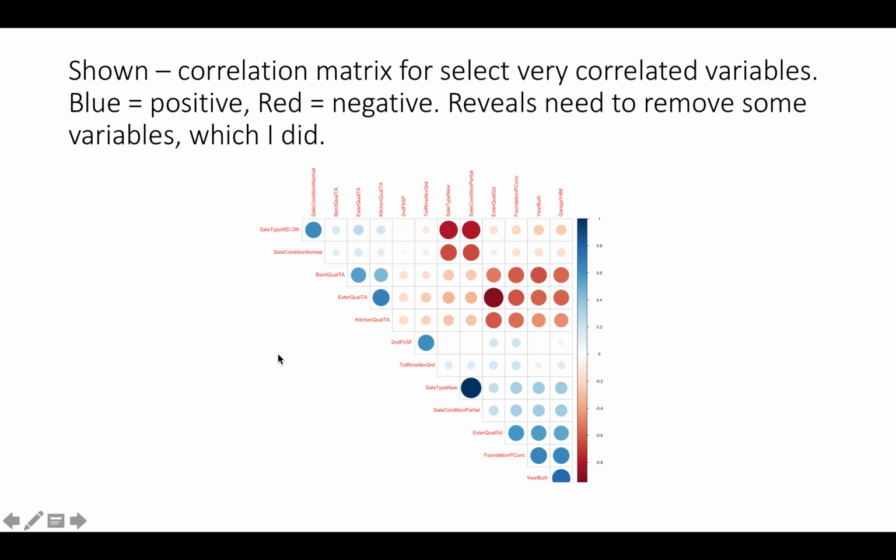And I was able to remove that variable so you don't have these two variables that are almost always going together in either the positive or negative direction. It's going to mess up your model. So running this kind of plot lets you know which variables you need to remove, and then I remove them.